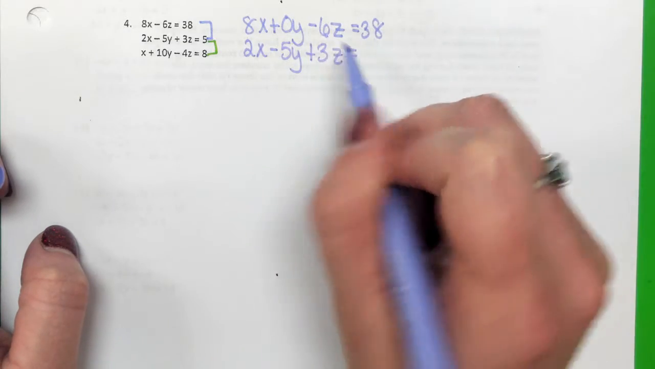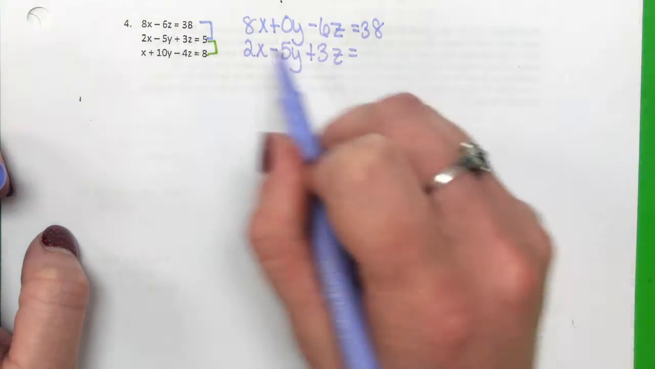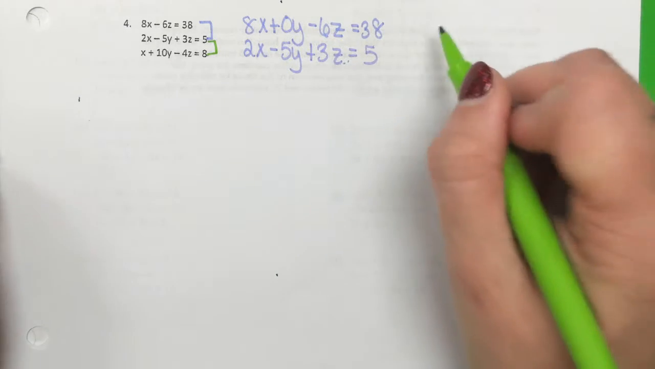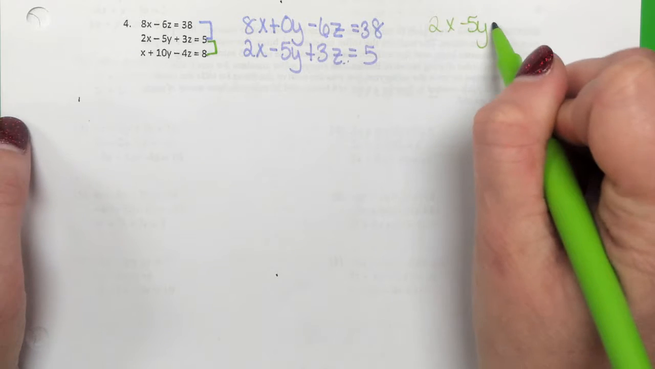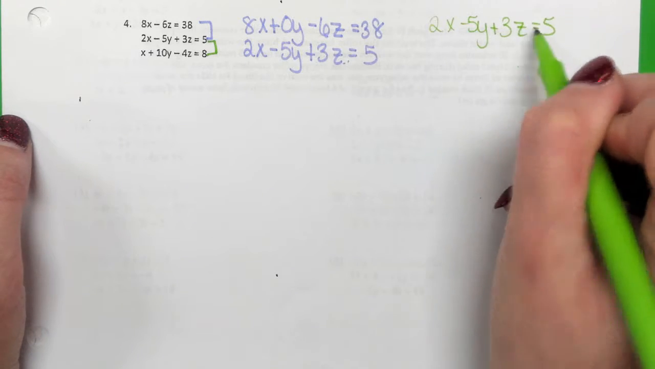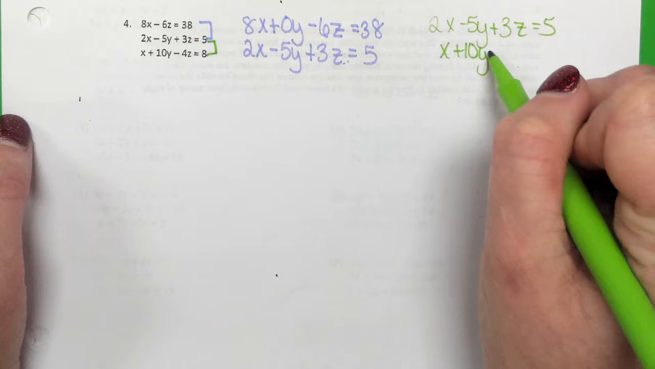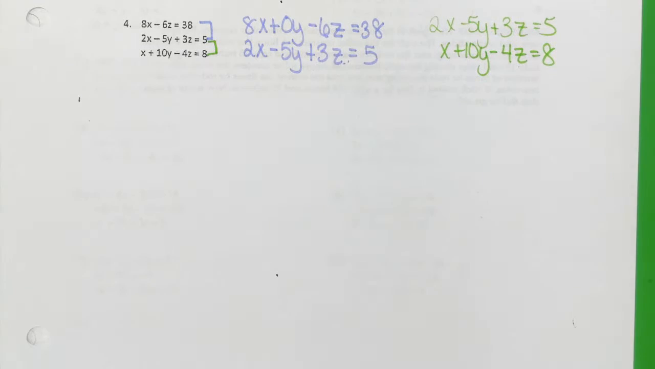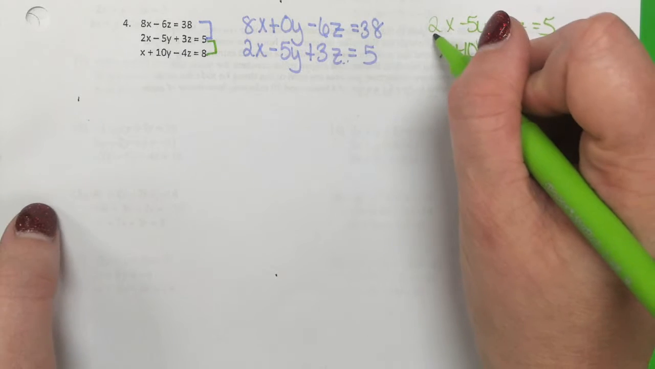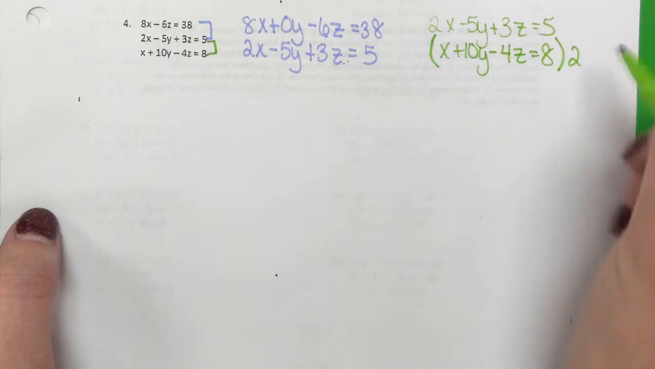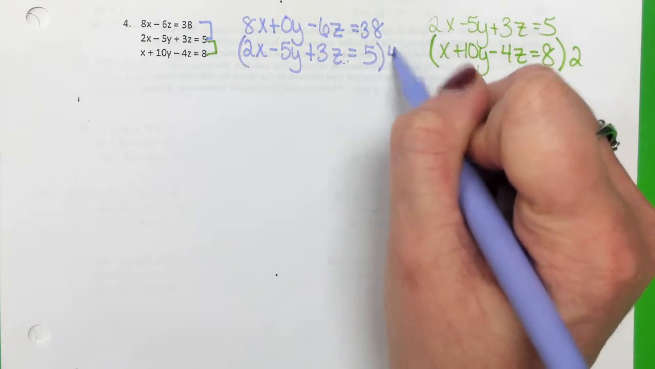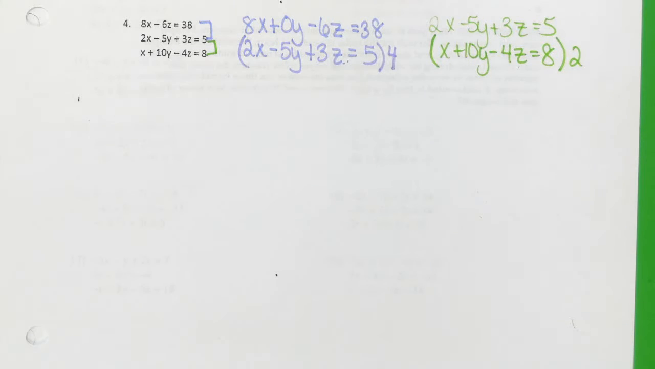What does that say? Equals 5? I wrote all over it, now I can't see. Is that 5? Okay, thank you. All right, which one do y'all want to get rid of? X, Y, or Z? X, okay. All I did was set them up.